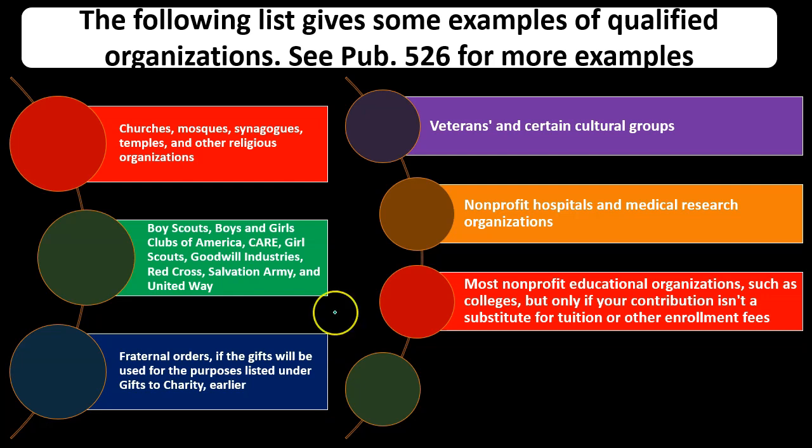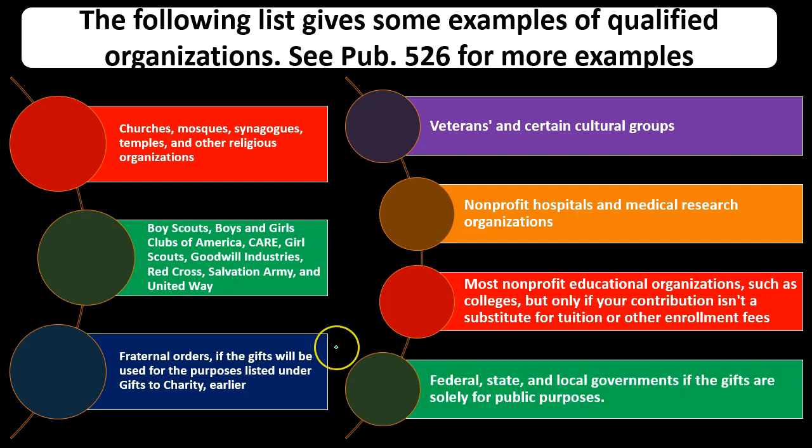In other words, you can't basically pay for tuition or have a bartering situation: I'll give you a contribution and they'll give me schooling without having to pay tuition. Obviously, the contribution in that case by the trade would be for the tuition typically. Then we have the federal, state, and local governments if the gifts are solely for the public purpose.